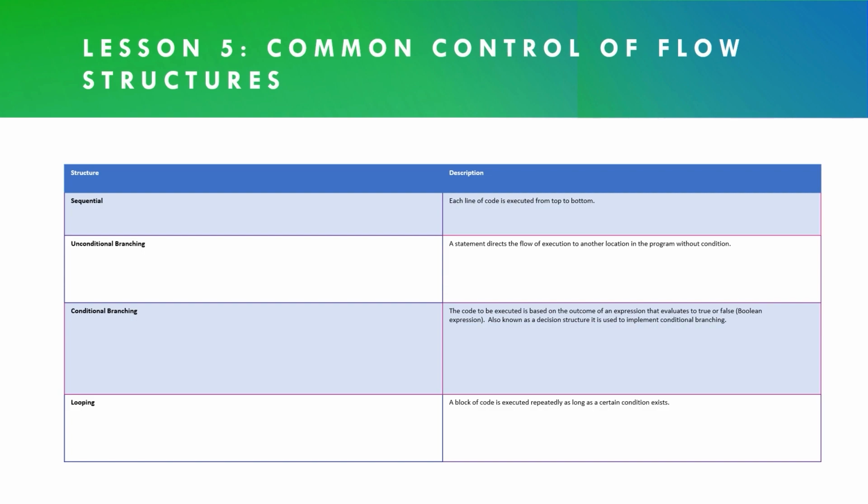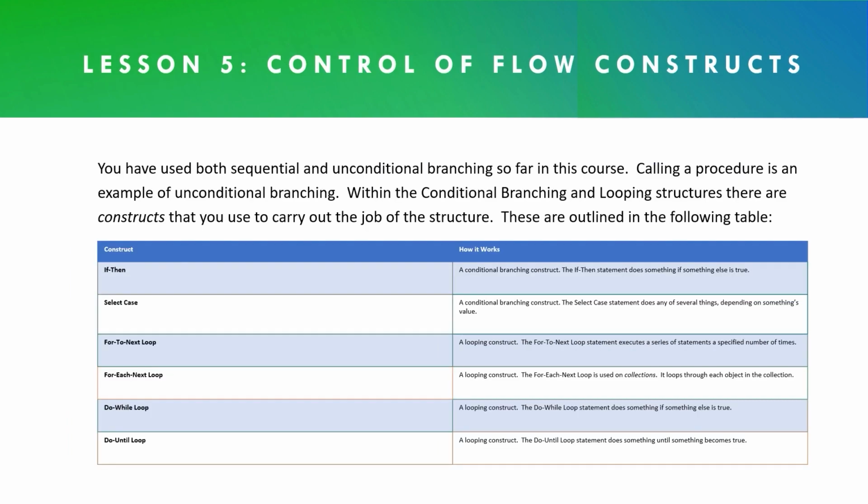a certain condition exists. So, in that last exercise when we did the sum of the selling price, and I said we will be populating the other sheets with the selling price sum, we'll be able to do that by using a looping structure. Within both the conditional branching and looping structures, there are what are called constructs that you use to carry out the job of the structure.